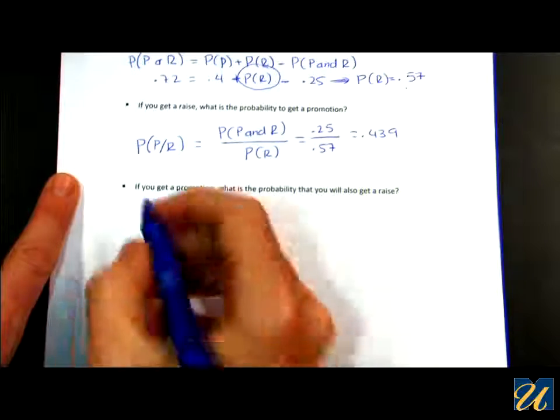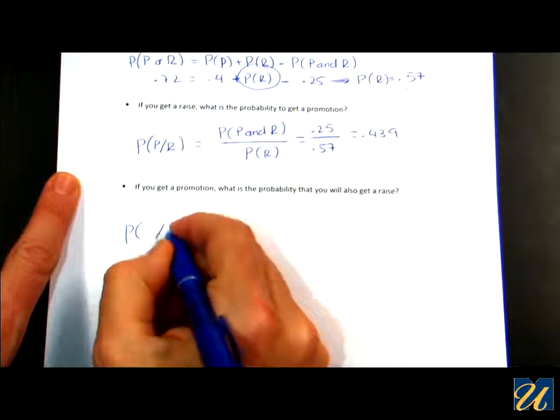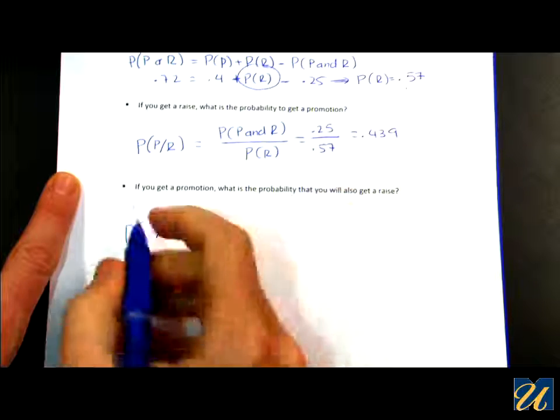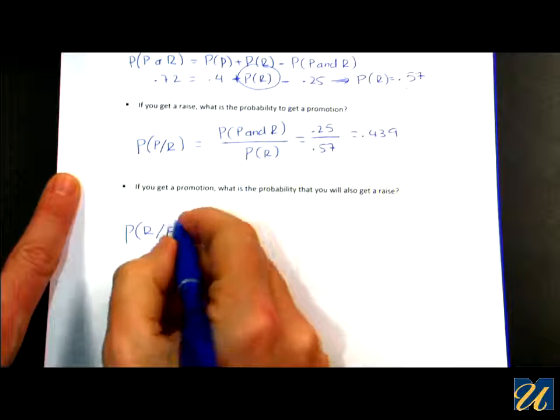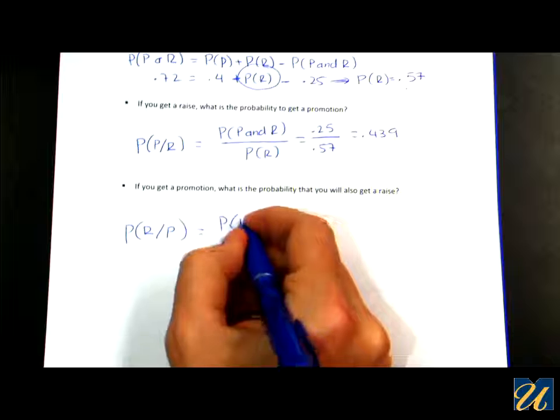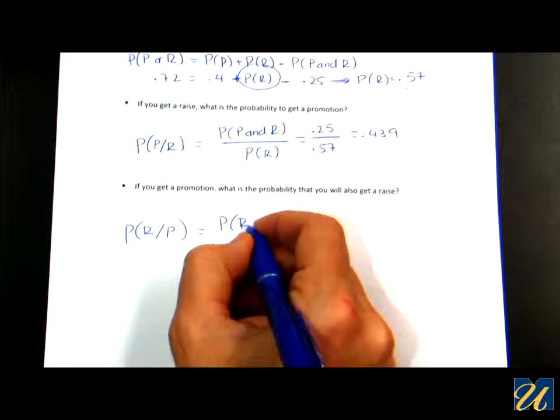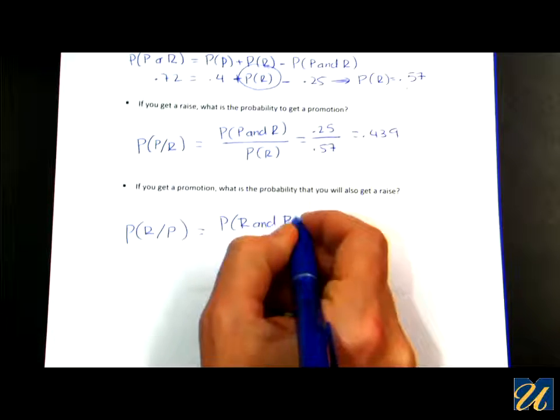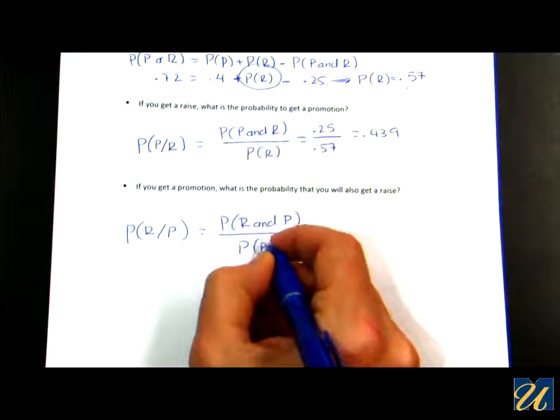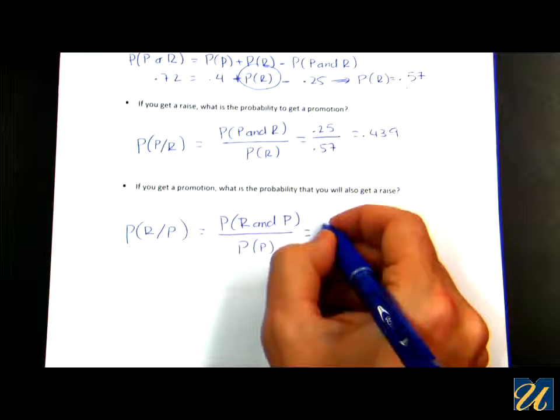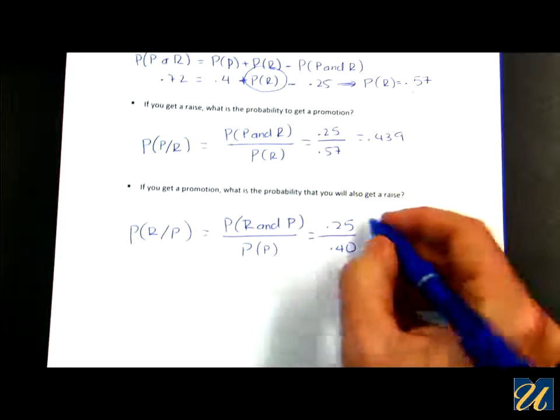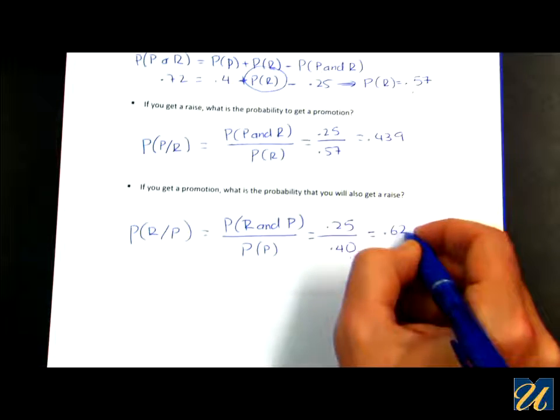If you get a promotion, that means the given part is P. What is the probability that you will also get a raise? R given P. So this will be equal to the probability of getting a raise and the promotion over the probability of getting promotion. So 0.25 over 0.40. And this will be 0.625.